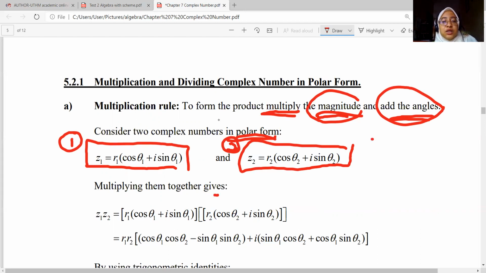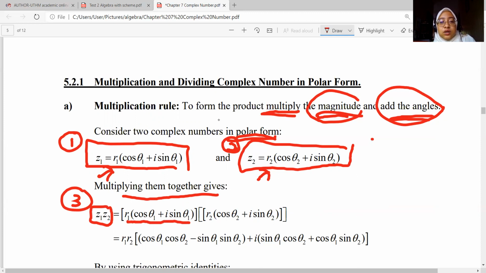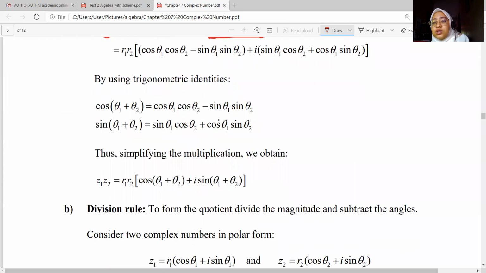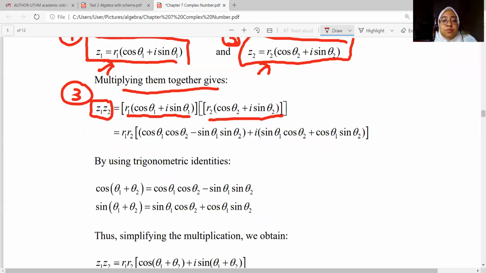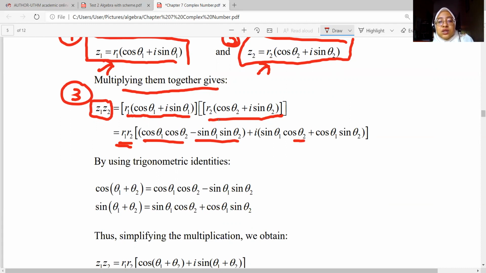Multiplying them together gives z1 times z2. It tells you that you have to multiply the magnitudes. So the first thing you have to do is copy the first complex number and the second complex number, and then multiply the magnitudes together, and then cos theta 1 times cos theta 2 minus sin theta 1 sin theta 2, plus i times sin theta 1 cos theta 2 plus cos theta 1 sin theta 2.